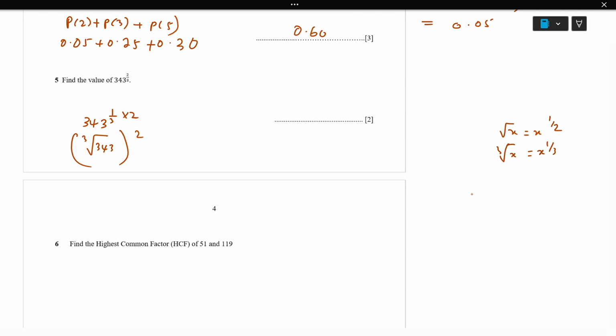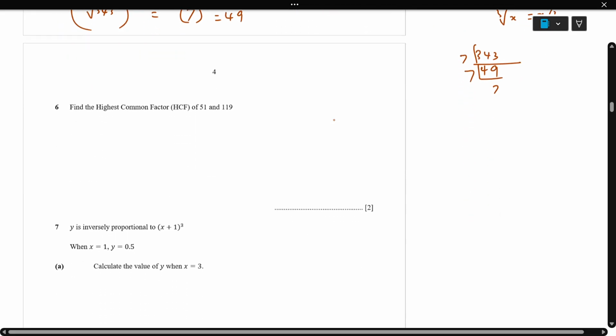For 343, just do prime factors, so we go for the 7 times table. 7 times 4 is 28, then 6 left, 49, so 7 cubed. So the cube root of 343 is 7, 7 squared is 49. So 49 is the answer here.